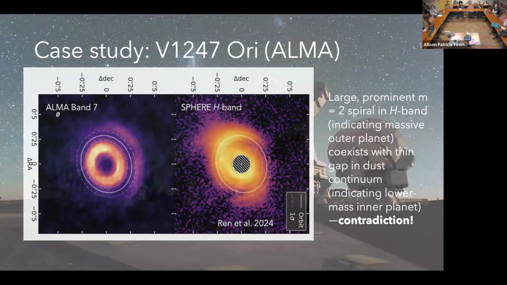V1247 Ori is also an interesting case. No one has looked for an external massive companion there yet, to my knowledge. But there's also the presence of this inner ring, which is not something that could be created by a multi-Jupiter mass companion. So potentially a contradiction in terms, unless you were able to find something further out.